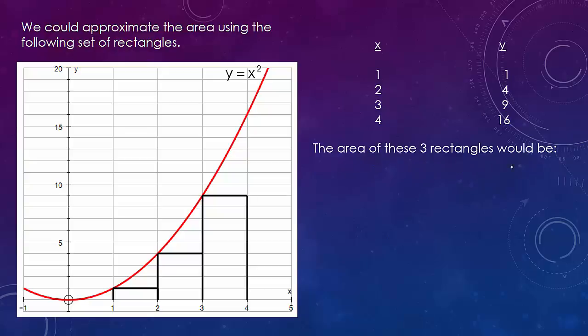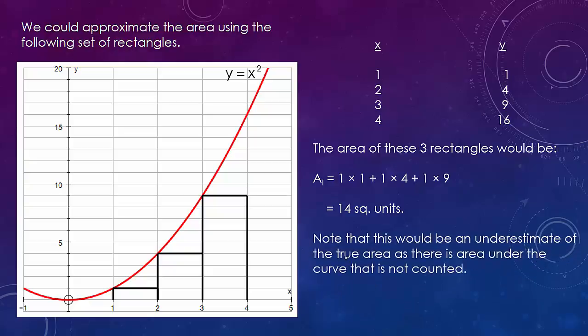The area of these three rectangles would be 1 times 1, note each of them has a width of 1, so 1 times 1 for this one, then 1 times 4 for this one, 1 times 9 for that one, giving us 14 square units. Note that this would be an underestimate of the true area, as there's area under the curve that's not counted. For example, this bit here and this bit here, and there's also another bit there.